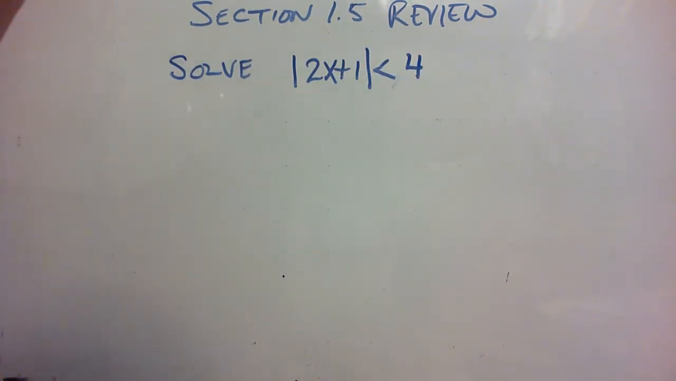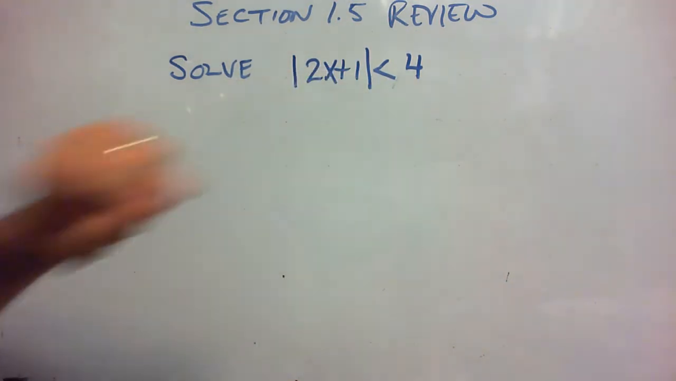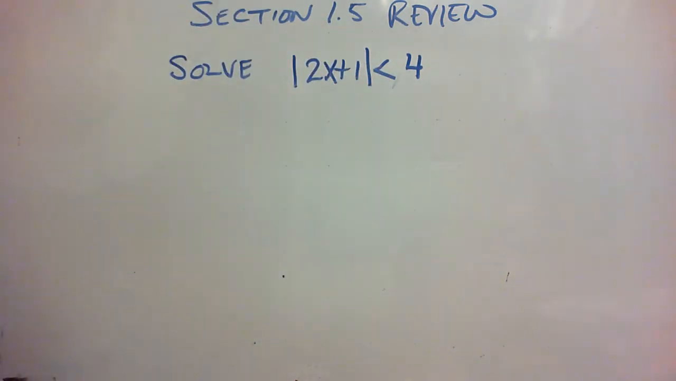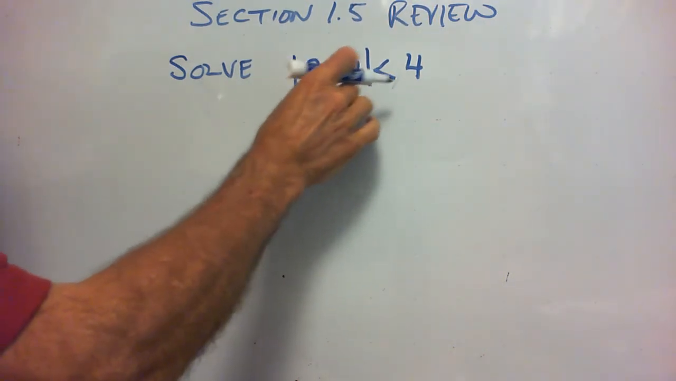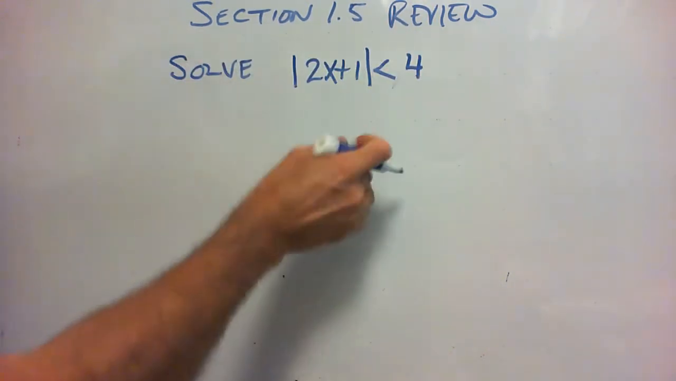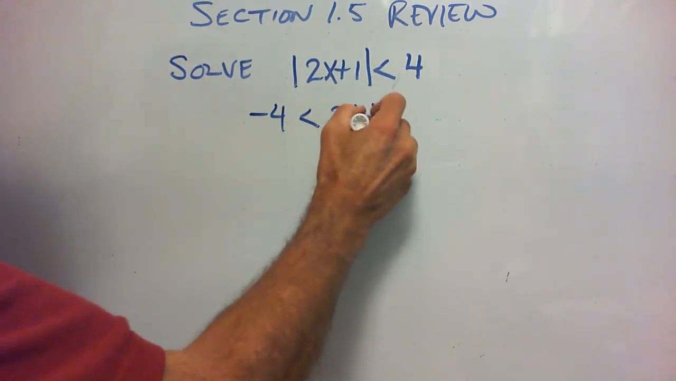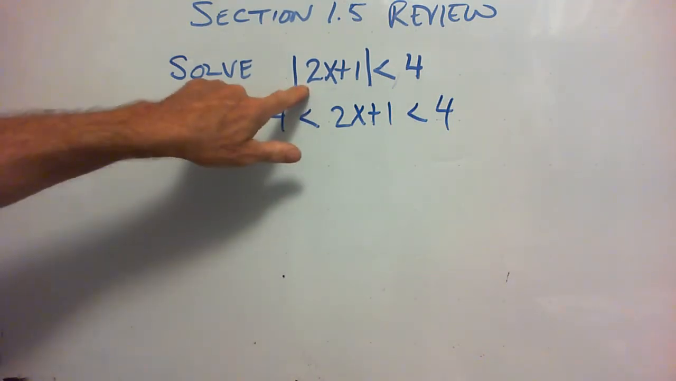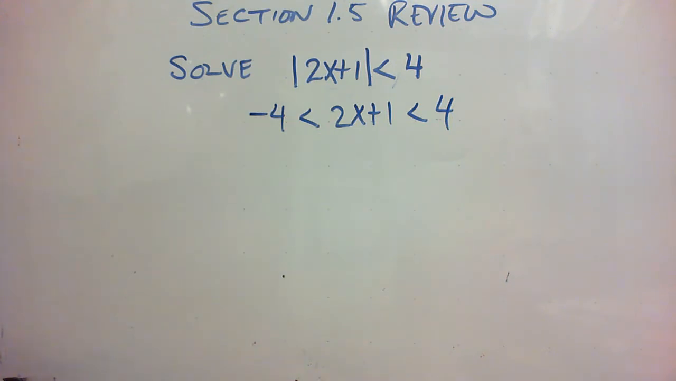Okay, our next problem is an absolute value inequality. Absolute value of 2x plus 1 less than 4. Now for this type of inequality with absolute value, we learned that this 2x plus 1 is going to be sandwiched in between negative 4 and positive 4. So we can just rewrite this absolute value inequality as this double inequality.